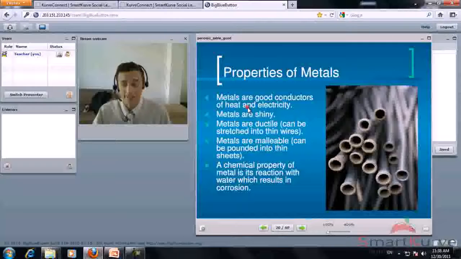Metals are shiny. They reflect light. They are ductile. They can be stretched into wires. They are malleable, which means they can be pounded into sheets. A chemical property of metal is its reaction with water, which results in corrosion. Yes, most metals react very easily with water, and we're going to look at why they react later in the lesson.